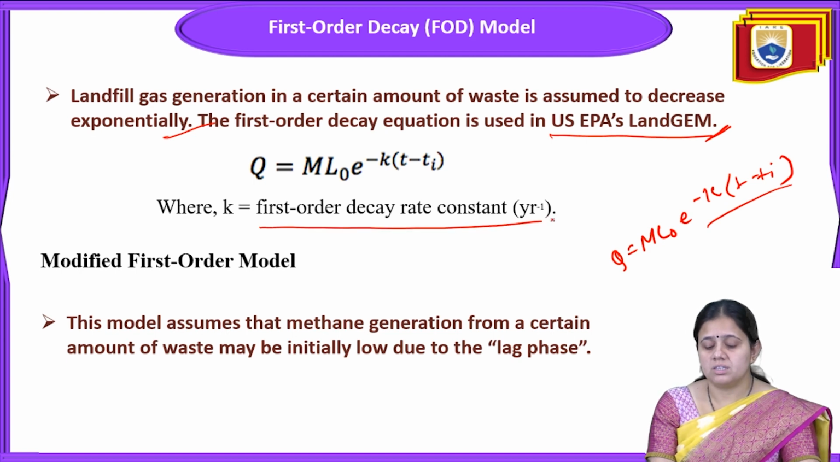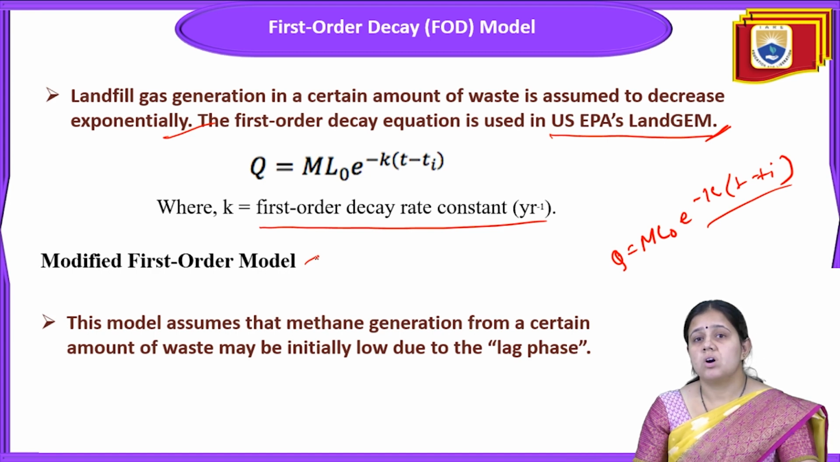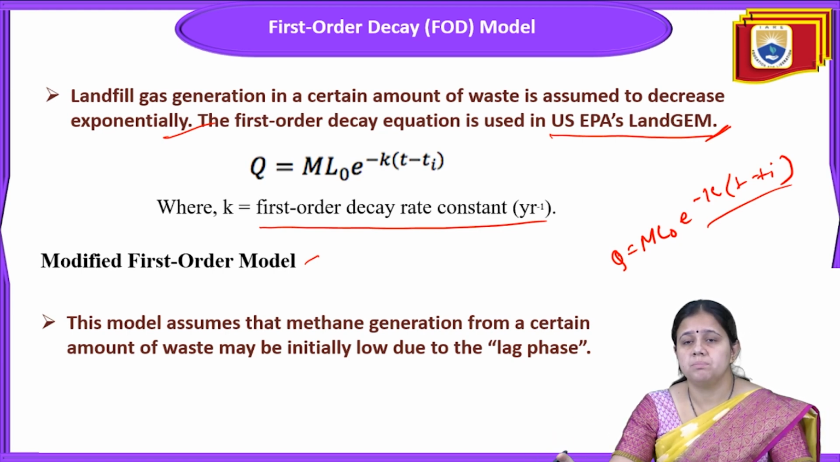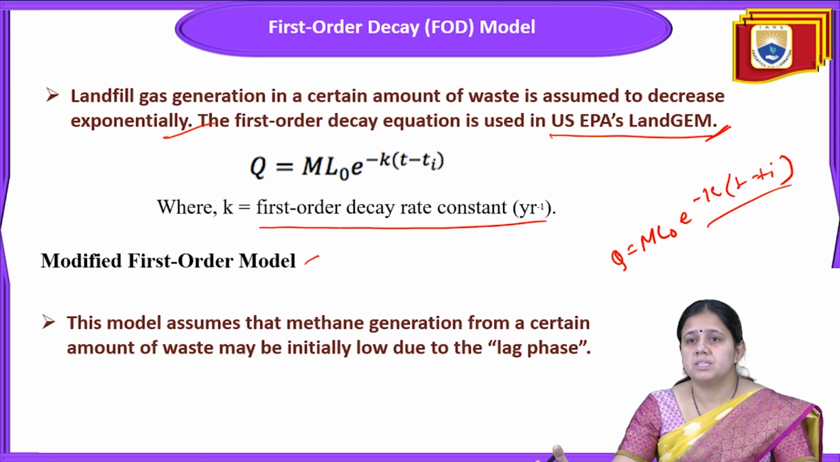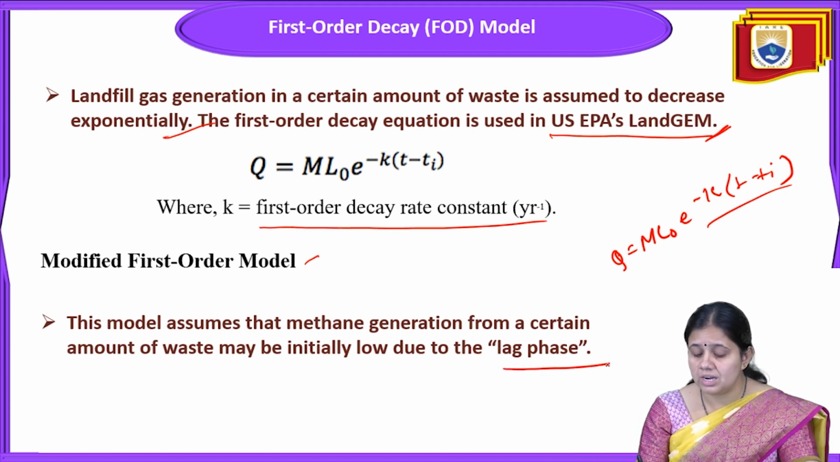K is the first order decay rate constant. The modified first order model assumes that methane generation from a certain amount of waste may be initially low due to the lag phase. In this model, it is assumed that the generation of methane from a certain amount of waste, up to a certain time, will initially be low due to the lag phase.